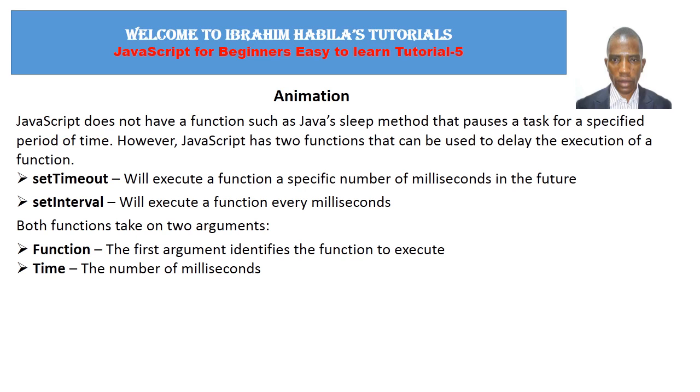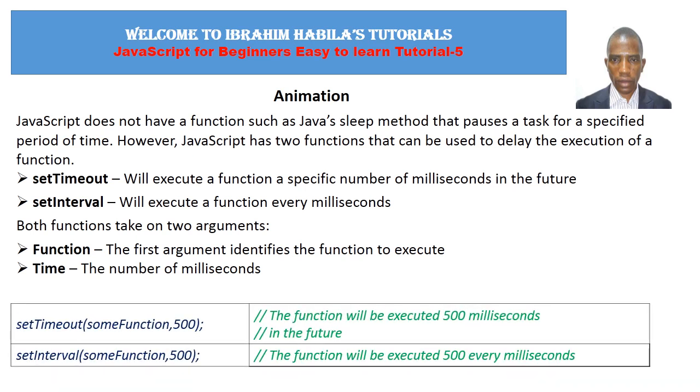setTimeout will execute a function a specific number of milliseconds in the future. setInterval will execute a function every so many milliseconds. Both functions take two arguments. Function: the first argument identifies the function to execute. Time: the number of milliseconds.